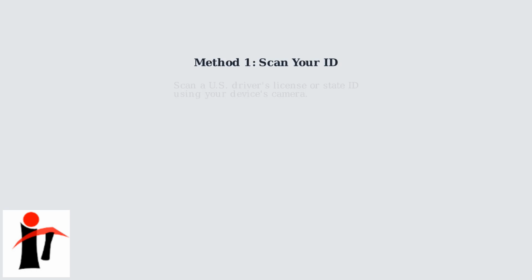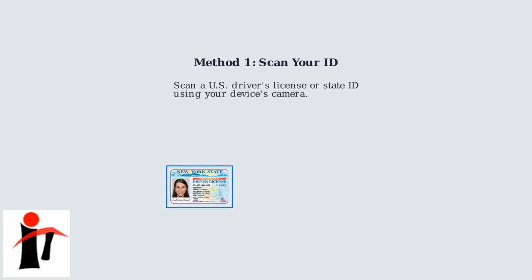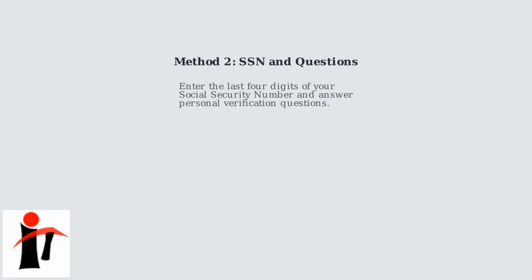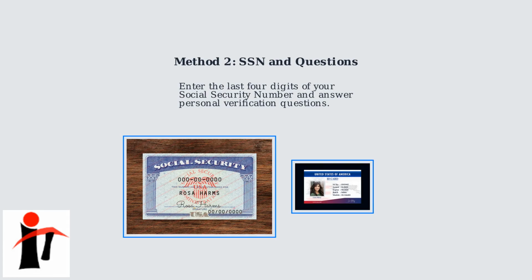To verify your identity for Apple Cash, you have two main options. First, you can scan a U.S. driver's license or state ID using your device's camera. This digital scan securely captures the necessary information for verification. Alternatively, you can verify by entering the last four digits of your Social Security number and answering personal questions provided by Apple. These questions help confirm your identity based on credit bureau information.